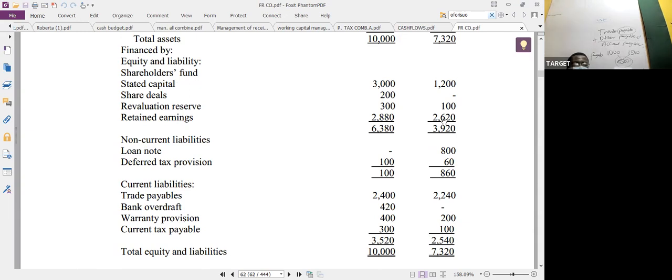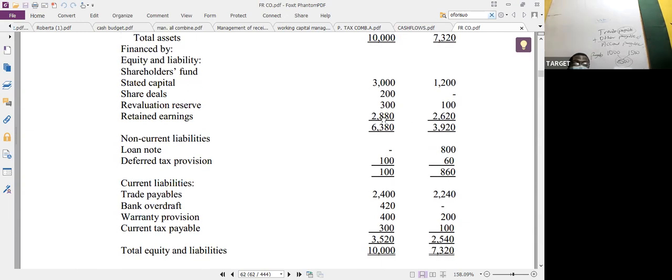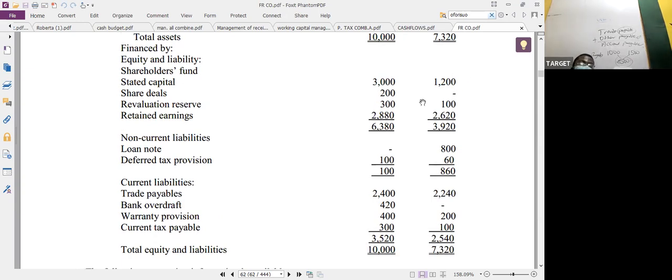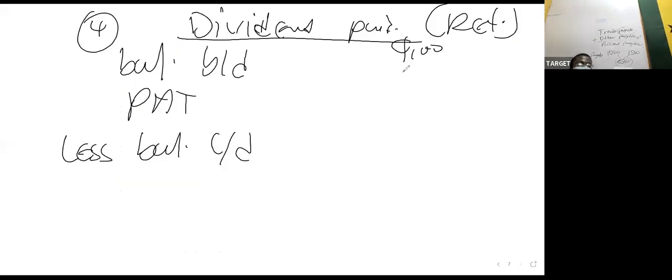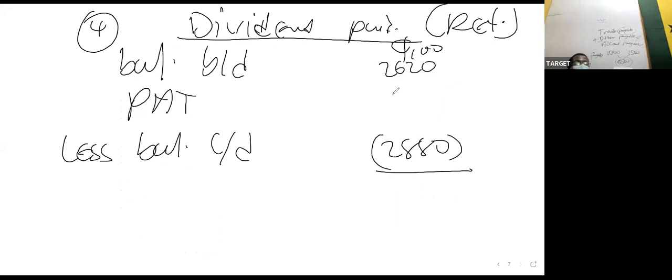Retained earnings. Open balance is what? 2620. What's the closing balance? 2880, right? So let's go ahead and put them in. 2620, 2880, right? We are subtracting this. What is the profit after tax? Let's go. Profit after tax.